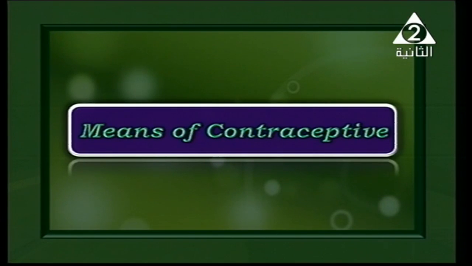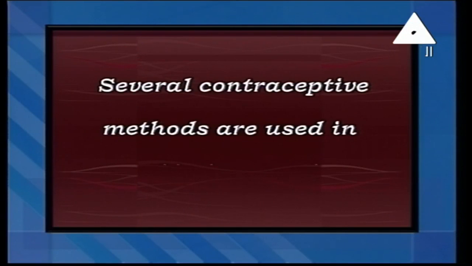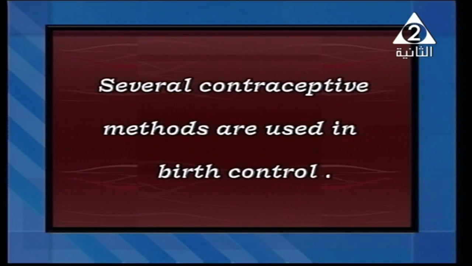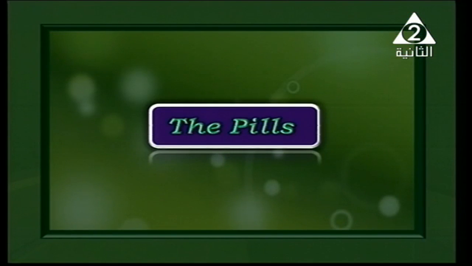Means of contraception. What does it mean, means of contraceptive? How can we decrease or lessen the number of births in our society? We have different means here, different methods. Number one, several contraceptive methods are used in birth control. Like what? Like pills. So we have contraceptive pills.